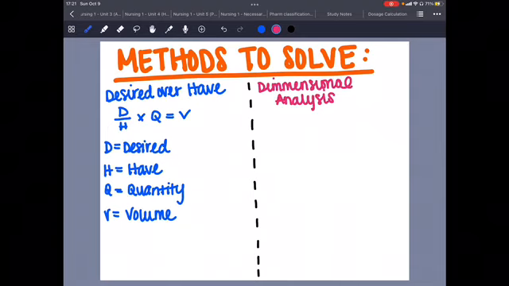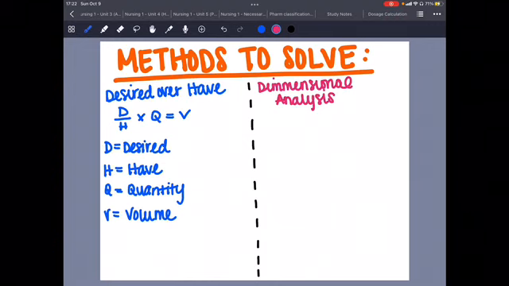The second way to go about it would be dimensional analysis. I'm going to use the same letters just so it makes sense. For those who aren't familiar with dimensional analysis, it's mainly used for chemistry problems, especially those hard titration equations. That's where dimensional analysis comes in. It can be used the exact same way for dosage calc. So I'm going to show you the setup.